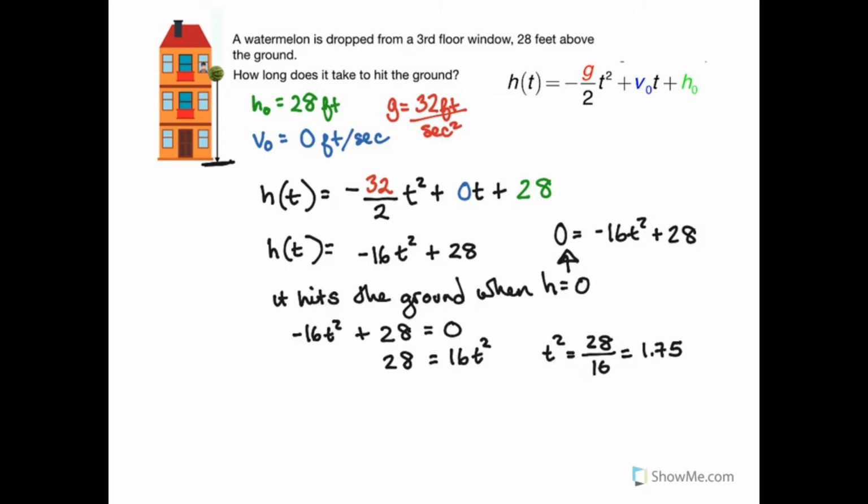Since I don't have a t term, I can just solve this equation by taking the square root. I added 16 t squared to both sides, and then I divided by 16. So I have that t squared is 1.75. That means that t is the square root of 1.75, which is about 1.3. Now, what does that mean in the context of the problem? It means that it will take 1.3 seconds for the watermelon to hit the ground.